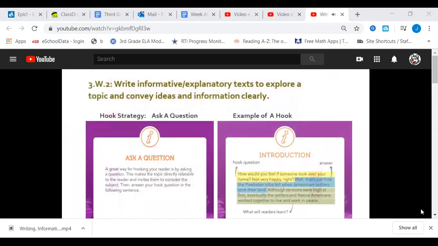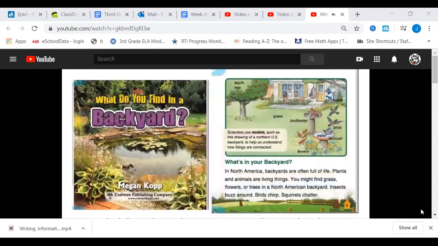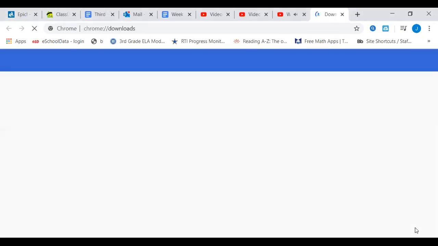Yesterday, we took a look at a strategy by using a question in the first and second sentences. That would hook our reader. And then we had to answer that question and then let the reader know what they were going to learn throughout the text or the book. Well, today, Miss Batone read to you, what do you find in a backyard? In your backyard, you can look.